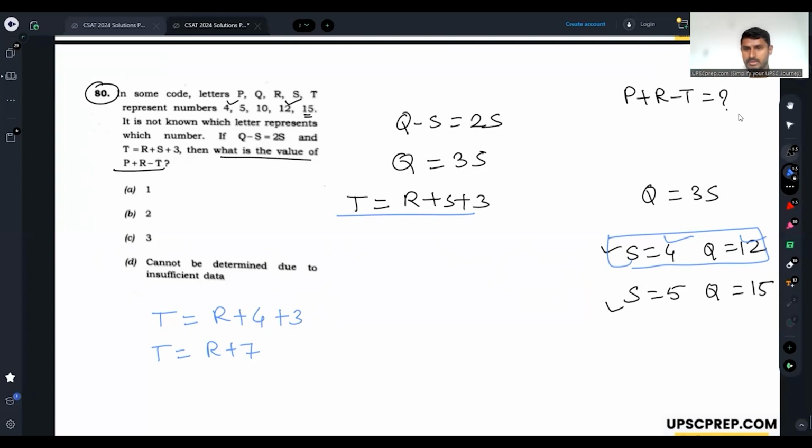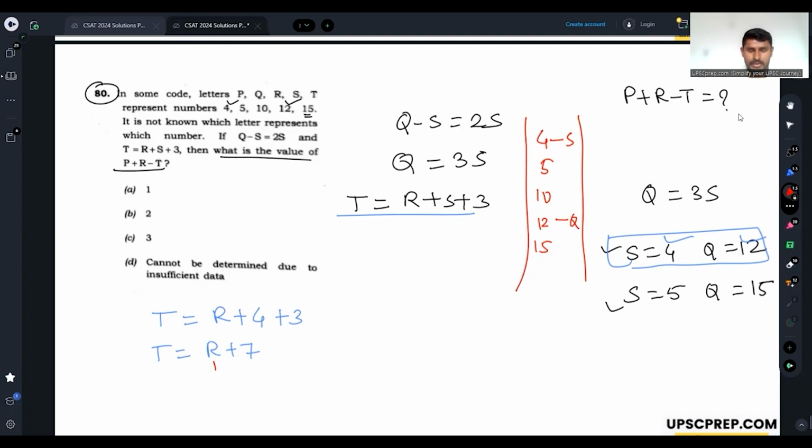Now we have already used 4 and 12. What numbers are remaining? I will write down the numbers here first: 4, 5, 10, 12 and 15. We used 4 for S, and for Q it will be 12. So what should be the possible value of R? If I take R as 5, then 7 plus 5 is 12, but 12 has been already used, right? So I cannot use R as 5.